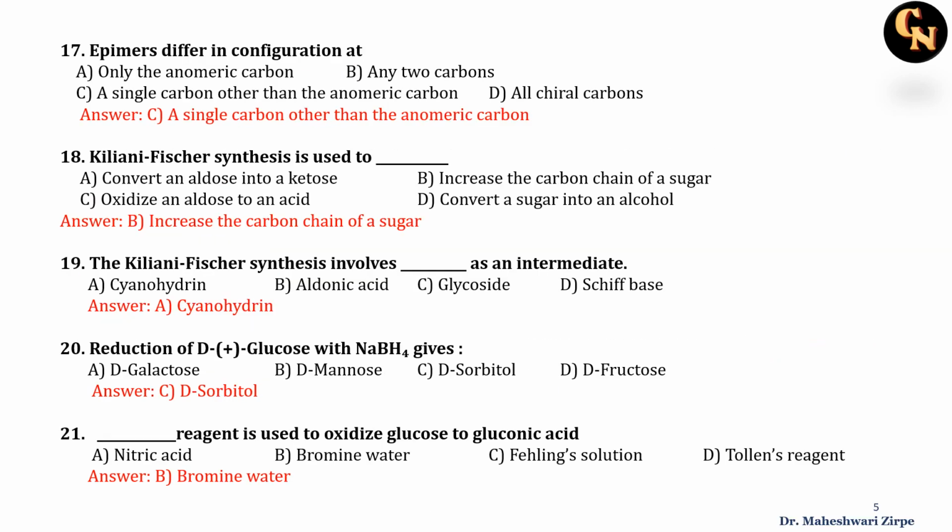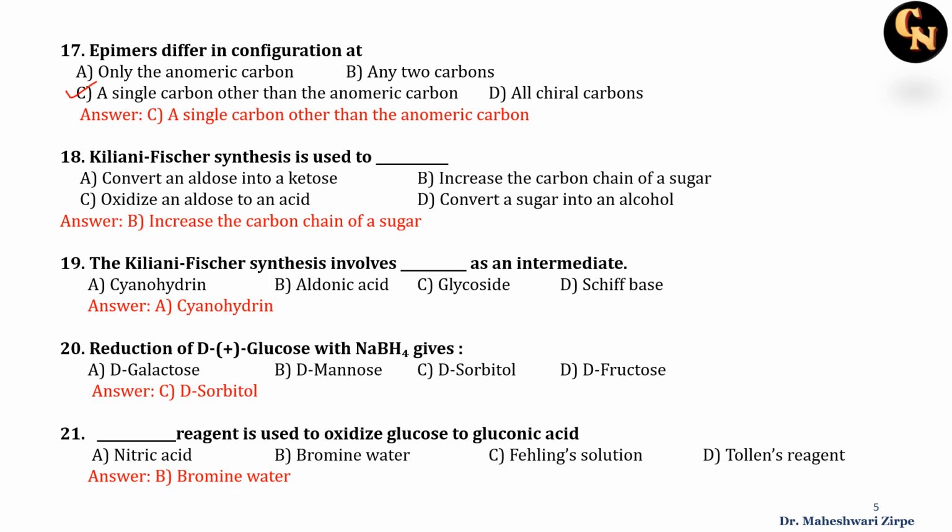Epimers differ in configuration at dash. Epimers is what? A carbon atom other than anomeric carbon. Okay, a single carbon other than anomeric carbon, we refer to it as epimer. So the epimers differ in C, C is the correct option, a single carbon other than anomeric carbon.